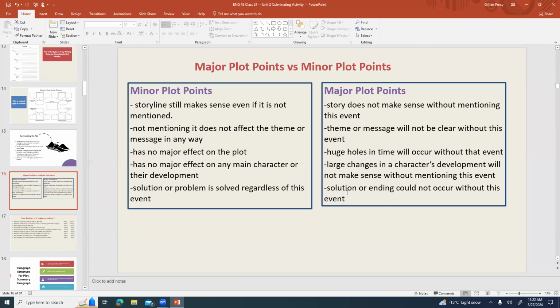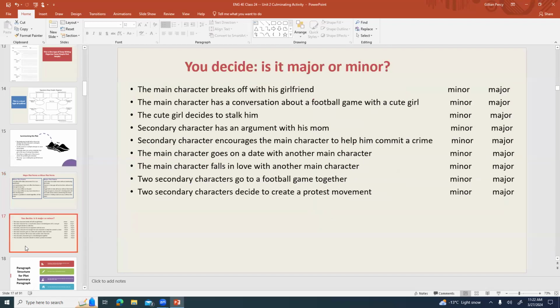So if you're looking at the overall novel and trying to think, is this important? Is this not? Here's some criteria to try and decide, do I include it or do I not include it? Obviously, you can't include every single plot point. Otherwise, you'd have an essay almost the same size as the novel, right? So here are some examples of plot points, and you decide, is it a major plot point or is it a minor plot point?